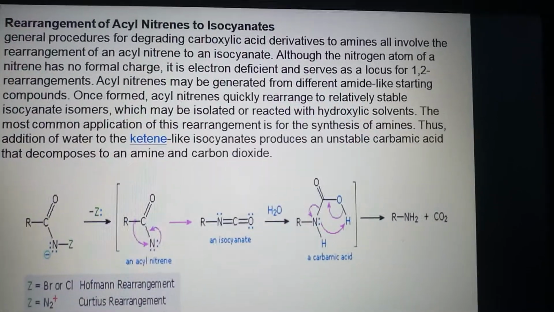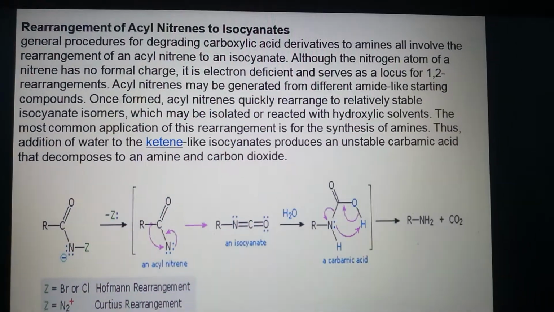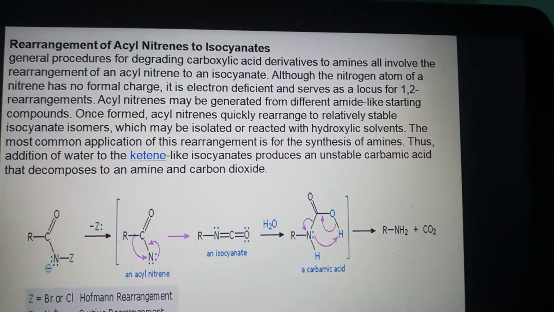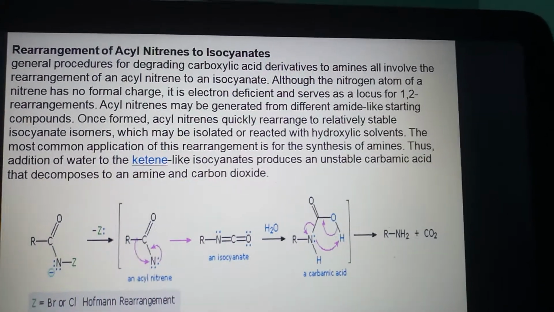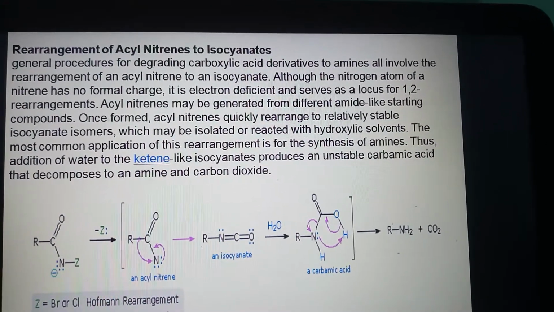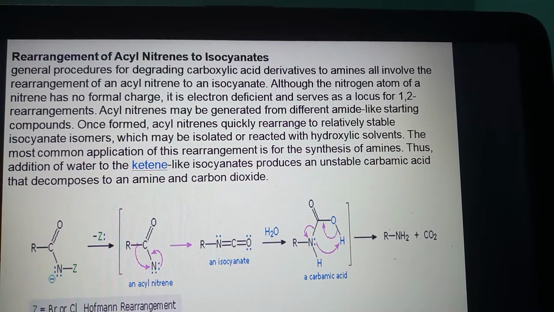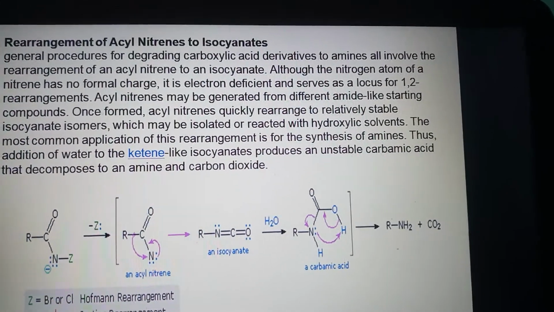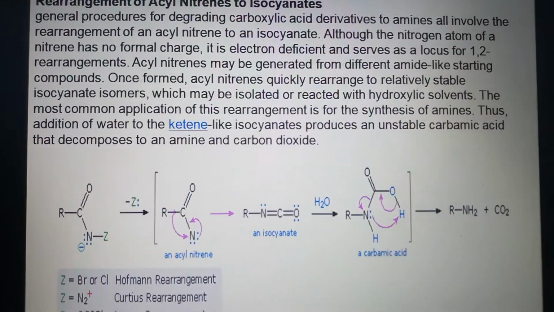Acyl nitrenes may be generated from different amide-like starting compounds. If Z is Br or Cl, it is called Hofmann rearrangement. If it is nitrogen, then it is called Curtius rearrangement, and if it is a substituted acid, it is called Lossen rearrangement. Carboxylic ester group.